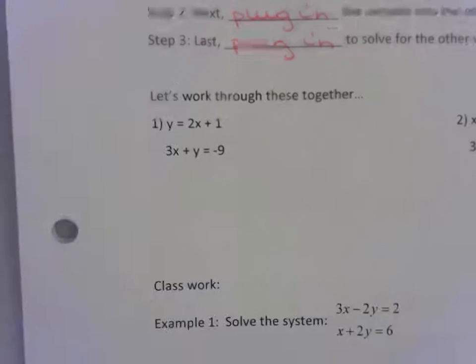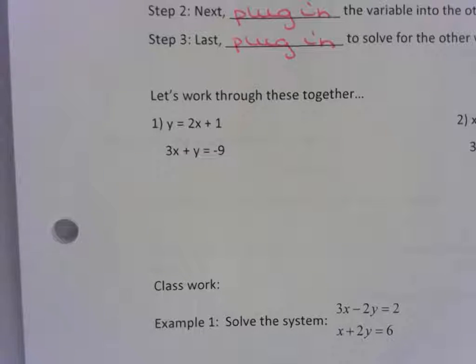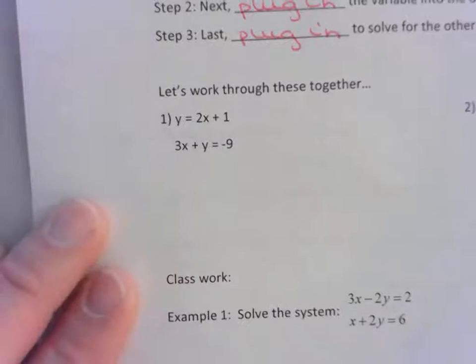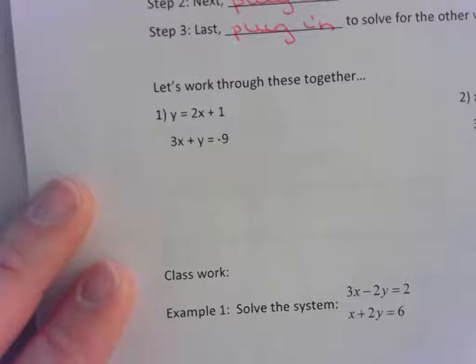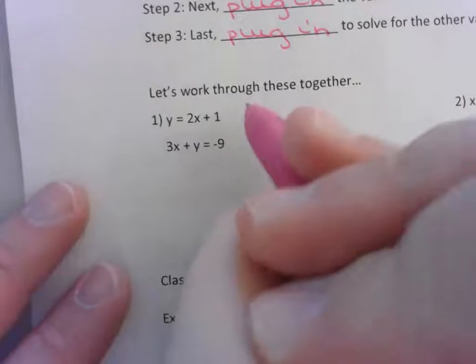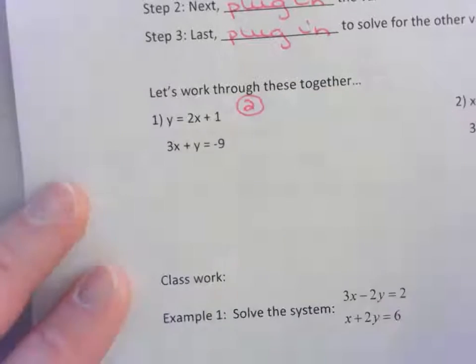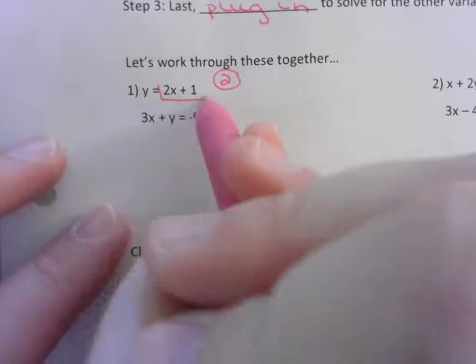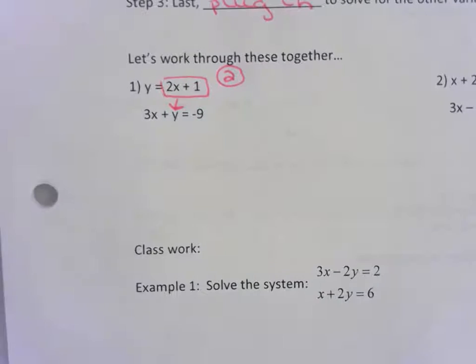Okay, so let's look at some examples. These are doable. Kids always seem to do pretty well with substitution because it's a lot of review. As I look at this, I would choose substitution because I notice my top equation is y equals. So step 1 is already done for you: get an equation x equals or y equals. The first one is already y equals. So we can go right on to step 2. We are going to plug in the variable into the other equation and solve. So we are going to take that 2x plus 1 and plug it in for y in the other equation.